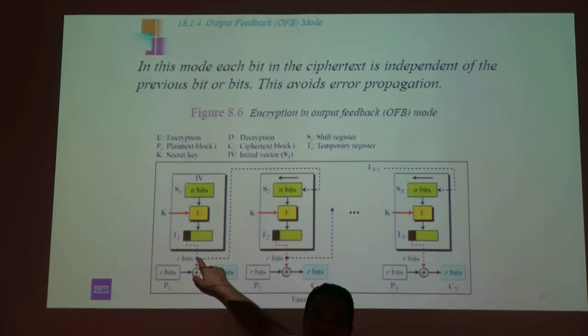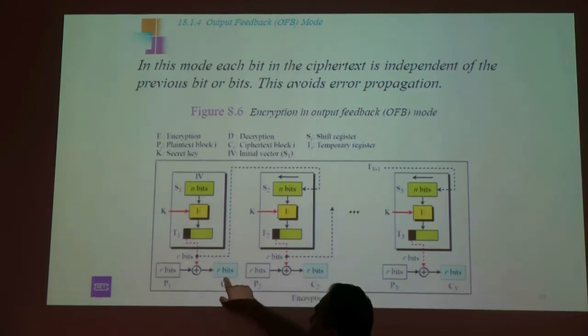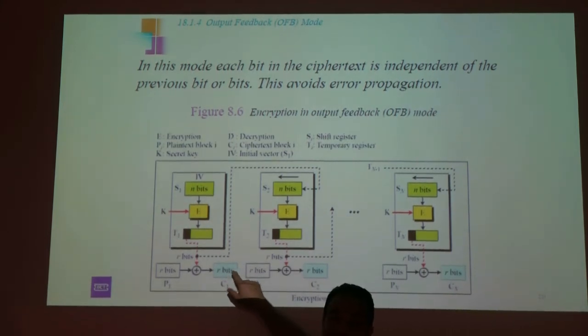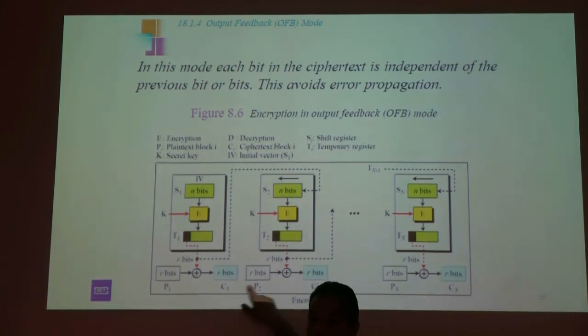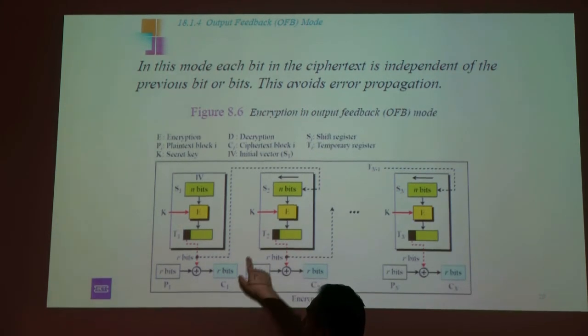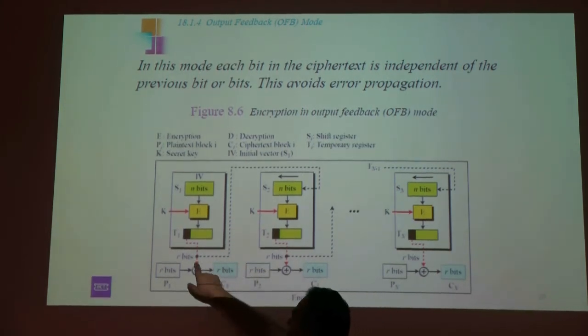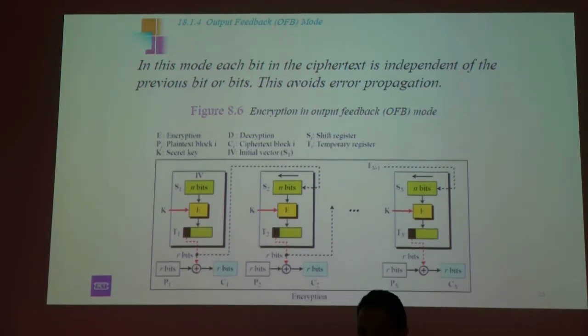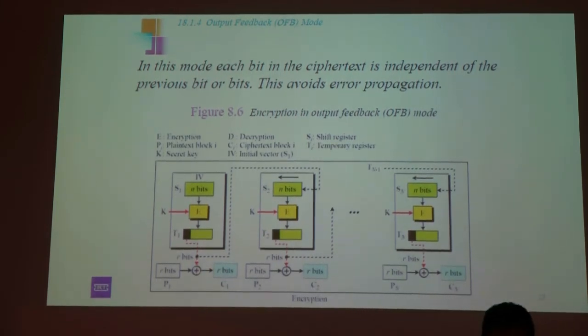So in the previous one, we have to know the C1 to be able to encrypt. To be able to encrypt C2, we have to know C1. Right? To be able to encrypt C3, we have to know C2. Chain. And here we don't have to wait for that because what we are using? The key. Okay, we're using the key.